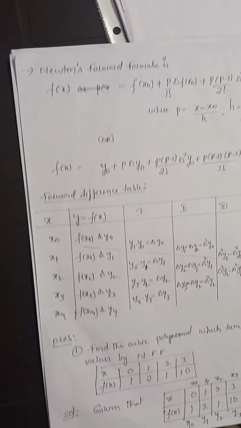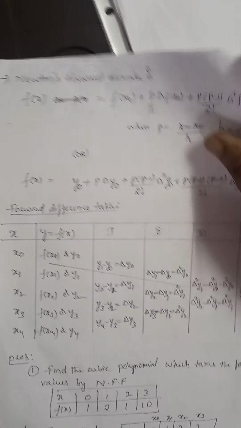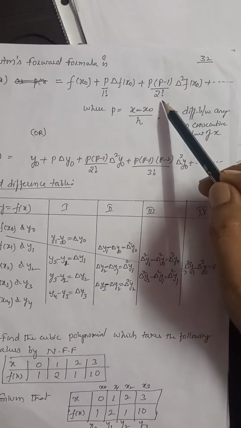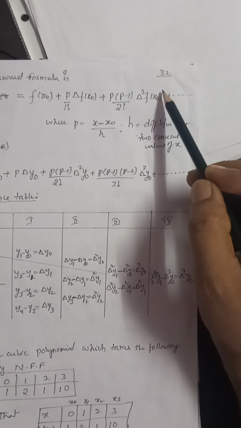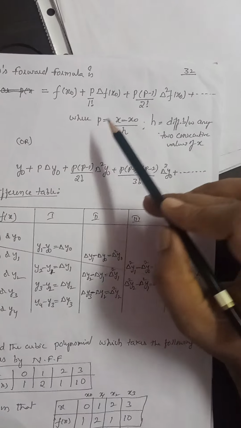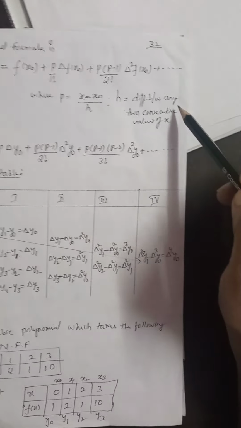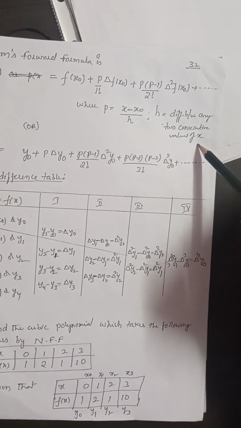Now I have already explained this one. Newton's forward difference formula is f of x is equal to f of x naught plus p by 1 factorial into delta f of x naught plus p into p minus 1 by 2 factorial into delta square f of x naught plus so on, where p is equal to x minus x naught by h. h is the difference between any two consecutive values of x, right?